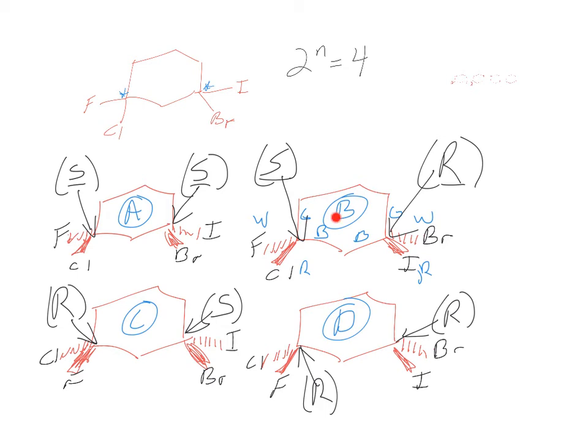B and D, what are B and D to each other? Diastereomers. B and D are diastereomers. They share one stereocenter and they have at least one different. Good. So there's 4 different possibilities here.